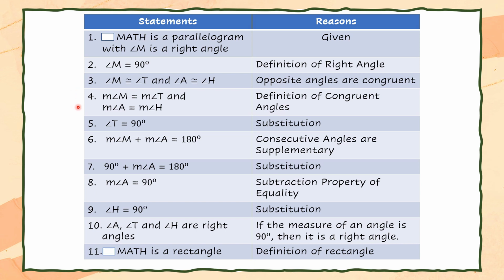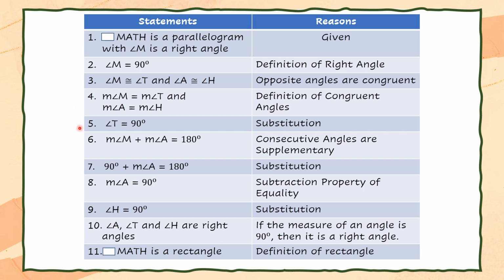Next, the measure of angle M is equal to the measure of angle T, and the measure of angle A is equal to the measure of angle H. Since angle M and angle T are congruent angles, therefore they have the same measure. Same goes with angle A and angle H. They are congruent angles, therefore they will have the same measures.